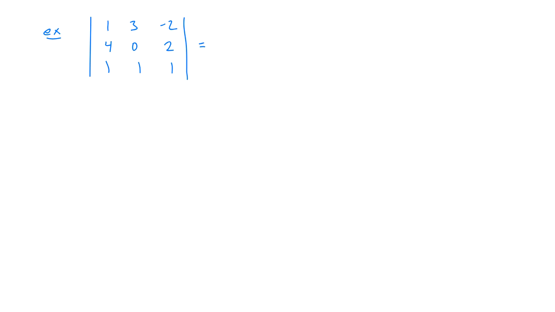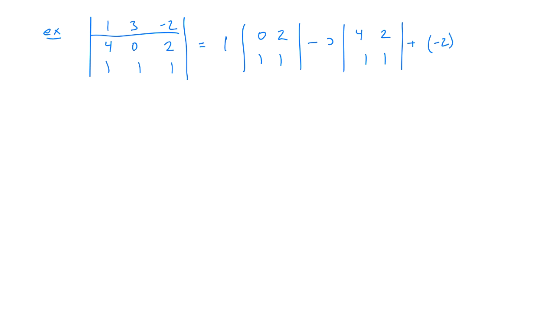So again, the idea is we're going to read across the first row. It's the first number. Get rid of the row and the column. Alternate. It's supposed to be a 3. Get rid of the row and the column. Alternate to plus, although this becomes a negative. And get rid of the row and the column.